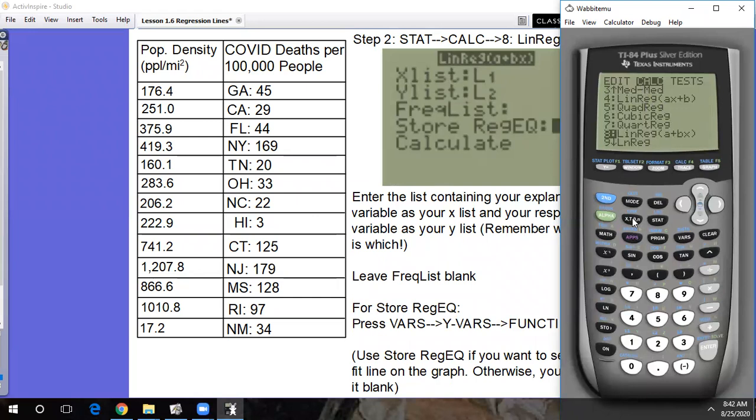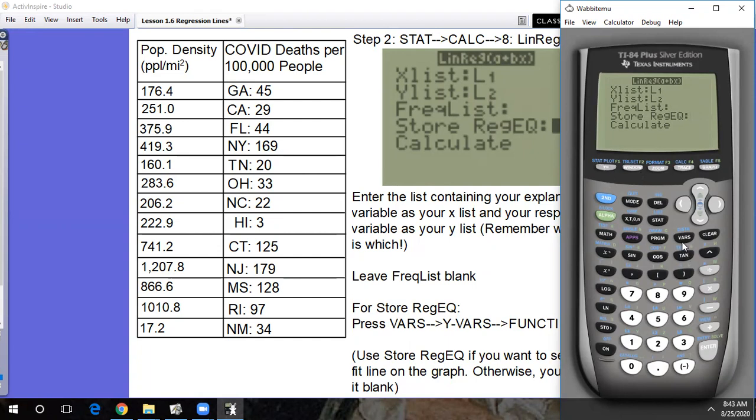So we're going to go to LinReg(a+bx), and Xlist is my explanatory variable, which was our population density, and we have that entered in list 1. Our Ylist was our response variable, which is our COVID deaths per 100,000 people. We have that in list 2. The frequency list, we're going to leave blank. And then for Store RegEQ, what this means is if I want to actually be able to see the regression equation on the scatter plot, I need to store it as one of my equations.